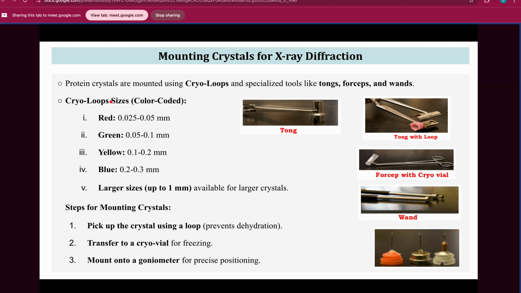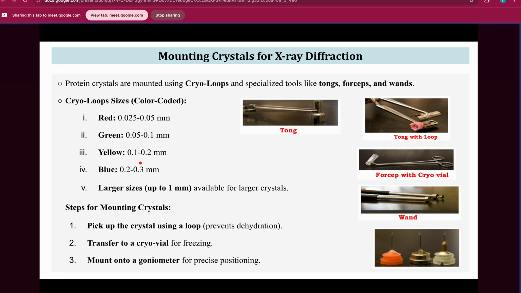Cryo loops also come in variable sizes, depending on the size of the protein crystal. Depending on that, you can use any of the cryo loops. There are different variants such as red, green, yellow, blue, and larger sizes. This is their size limit. The red one has a limit of 0.025 to 0.05 millimeters. Similarly, green, which has a slightly bigger size, is 0.05 to 0.1 millimeter.